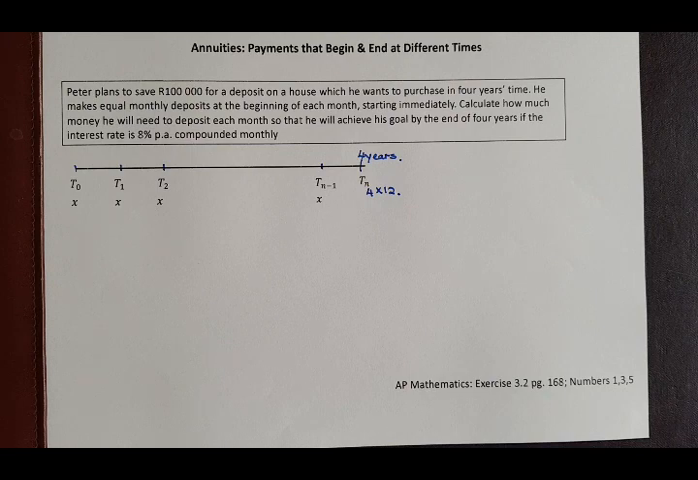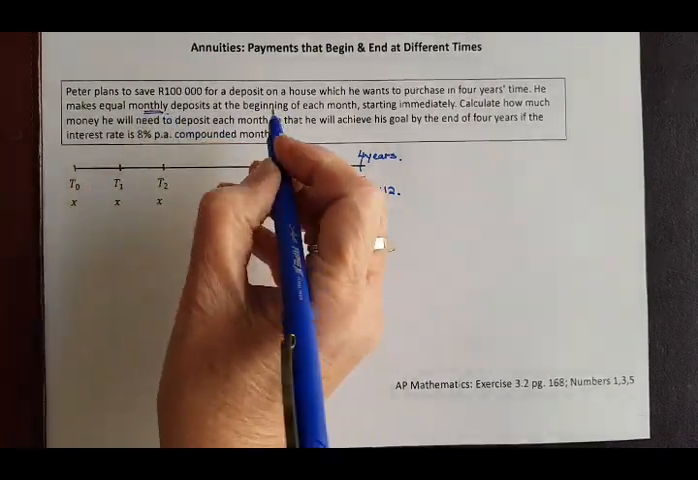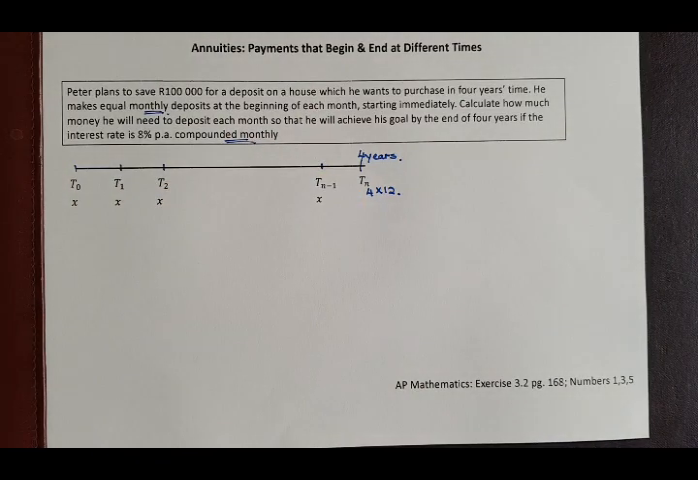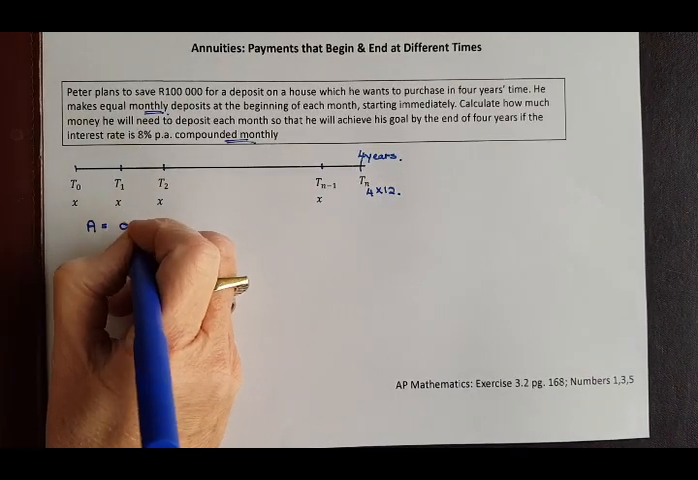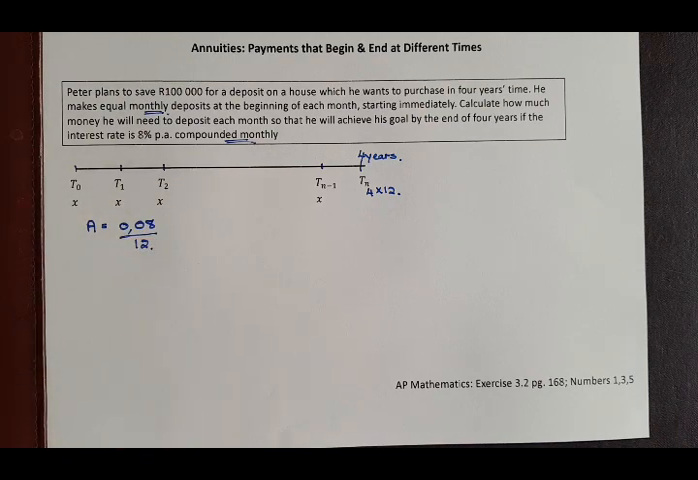How much money would he need to deposit each month so that he can achieve his goal if the interest rate is 8% per annum compounded monthly? The first thing to notice in this particular case is he's making monthly deposits and our interest rate is compounded monthly. Remember, that must match. So what is the interest rate? I'm going to put it in memory A. It's going to be 0.08 divided by 12.